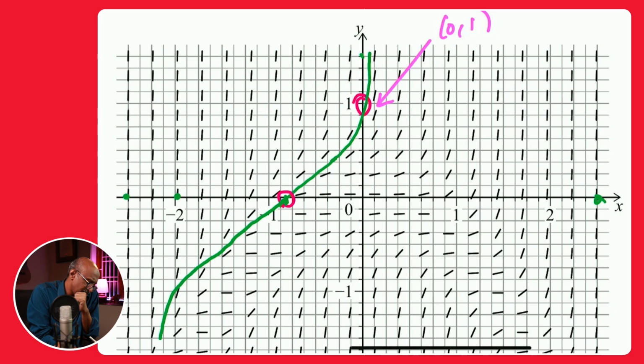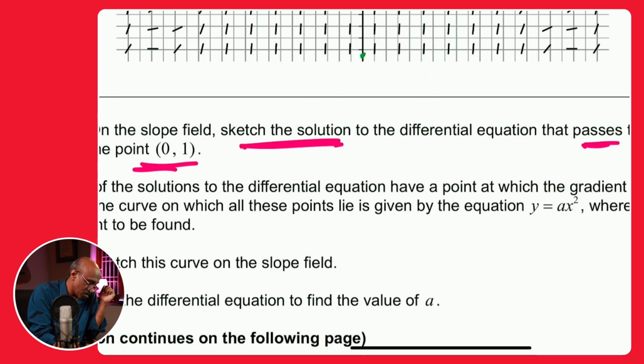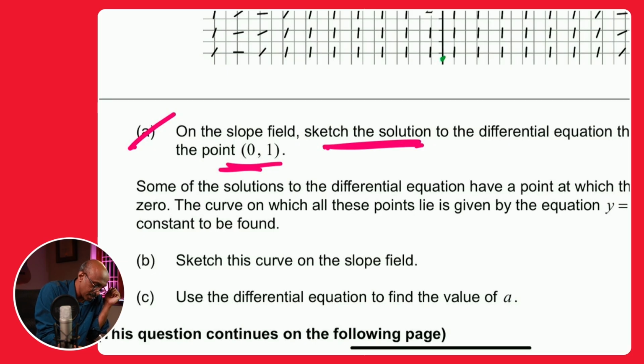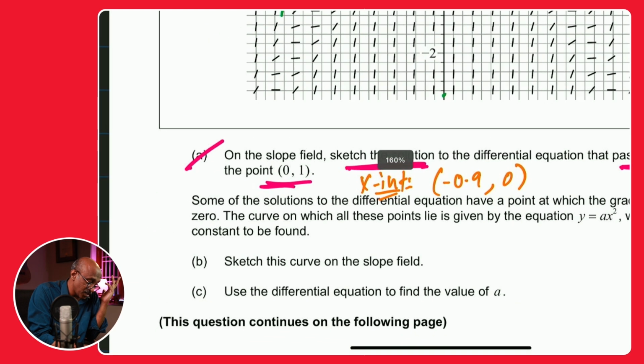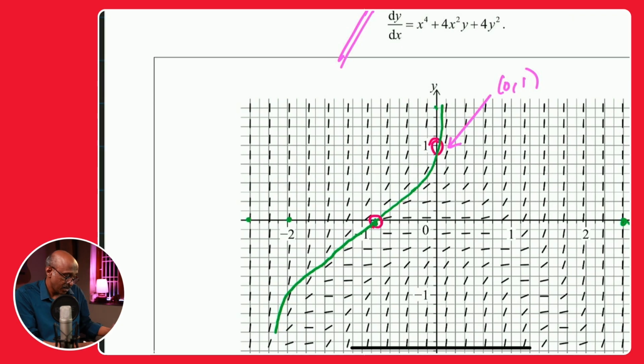So maybe something like 0.9, negative 0.9. Okay, so that's the x-intercept. So make sure you can even write down the x-intercept for that particular solution curve is negative 0.9, and of course the y value is 0. Okay, you can mention that also because it's going through that, right?